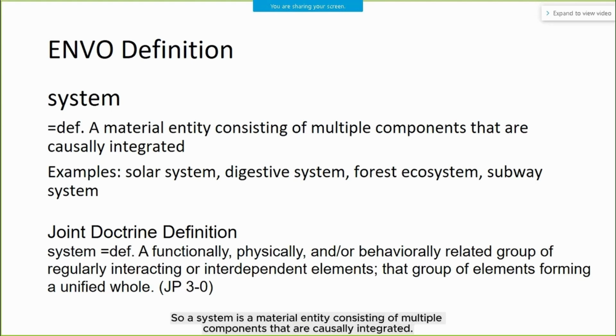Yeah. So a system is a material entity consisting of multiple components that are causally integrated. I think that this is correct. It captures all of the examples that I pointed to at the beginning. And just to give you an example, take the Manhattan subway system. Actually, New York subway system, I guess. It doesn't really matter.